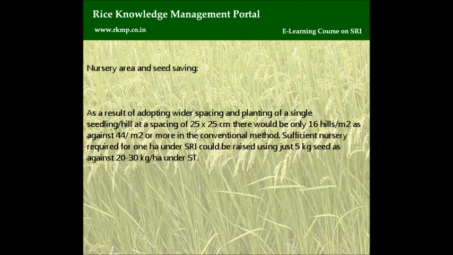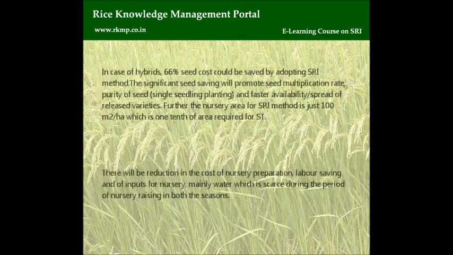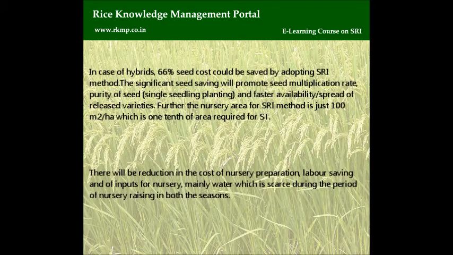Nursery area and seed saving. As a result of adopting wider spacing and planting of a single seedling per hill at a spacing of 25 by 25 centimeters, there would be only 16 hills per square meter, as against 44 per square meter or more in the conventional method. Sufficient nursery required for 1 hectare under SRI could be raised using just 5 kg seed, as against 20 to 30 kg per hectare under ST. In case of hybrids, 66% seed cost could be saved by adopting the SRI method.